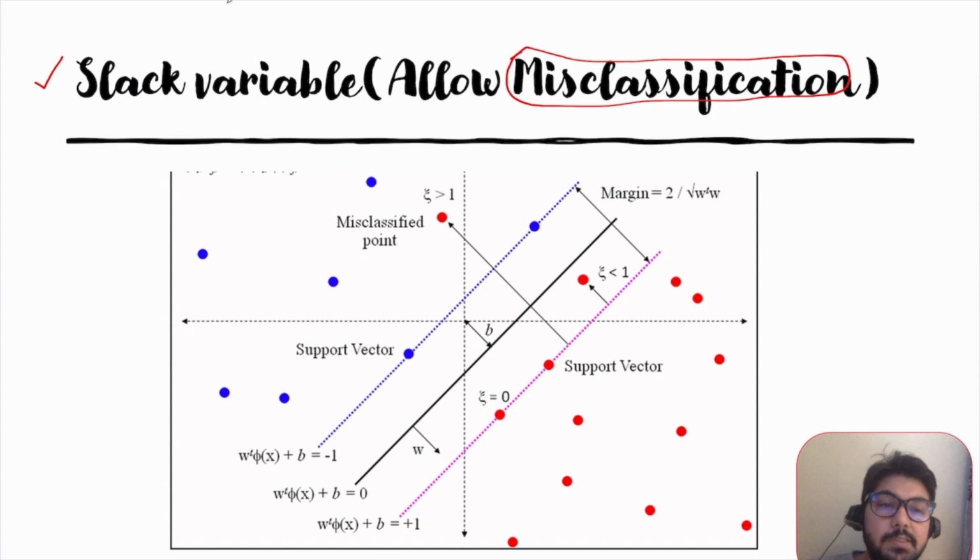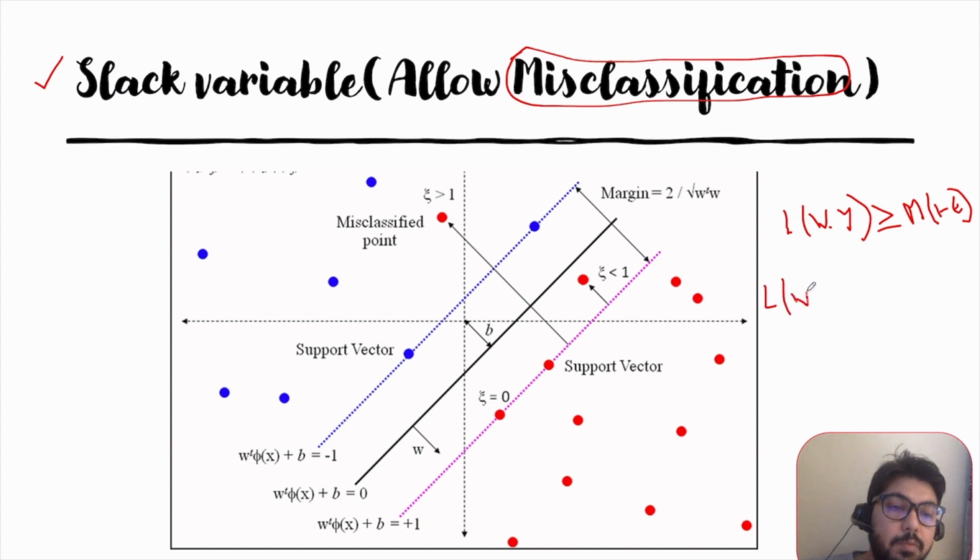Basically the slack variable says that we saw that the label times the dot product of the weight array and the characteristic array should be greater than or equal to m. Here we would say, let it be 1 minus epsilon. I would write it clearly here. So the label, that is a positive or negative label, times the dot product of the weight array and the characteristic array should be greater than or equal to m times 1 minus epsilon.